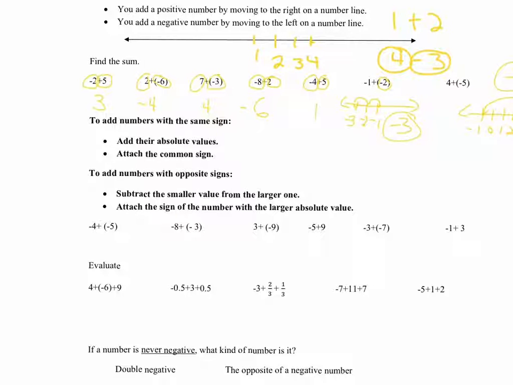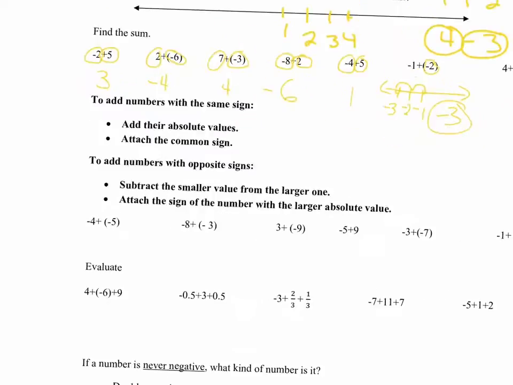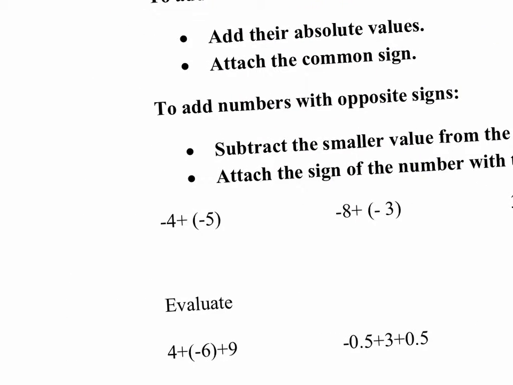To add numbers with opposite signs, you subtract the smaller value from the larger value, and then attach the sign of the number with the larger absolute value, which is what we did up here. So let's go ahead and do this. I'm going to circle my terms. I have a negative 4, negative 5, same signs, we combine, or we take the absolute value. The absolute value of negative 4 is 4. The absolute value of negative 5 is 5. We add them, so we get 9, and then we keep the sign. They're both negative, so we keep that negative.